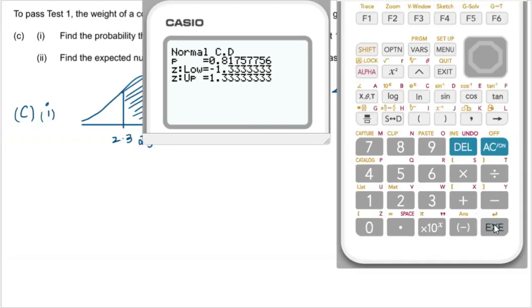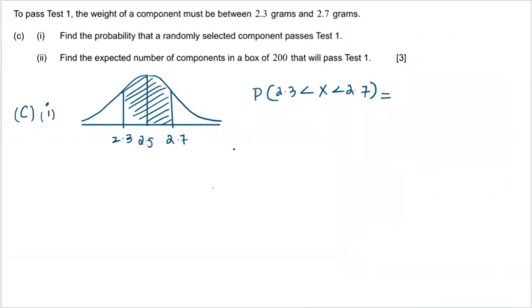Let's execute. It's going to be 0.81758. Correct to three significant figures, it's going to be 0.818. Okay, part 2. Find the expected number of components in a box of 200 that will pass test 1.